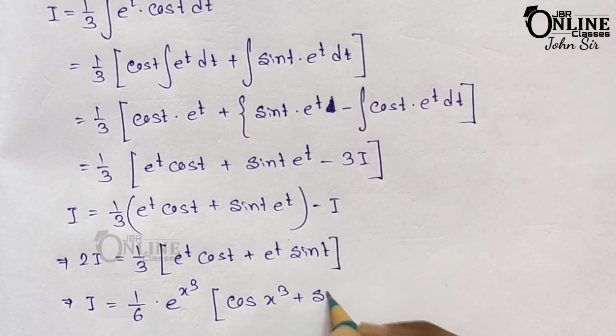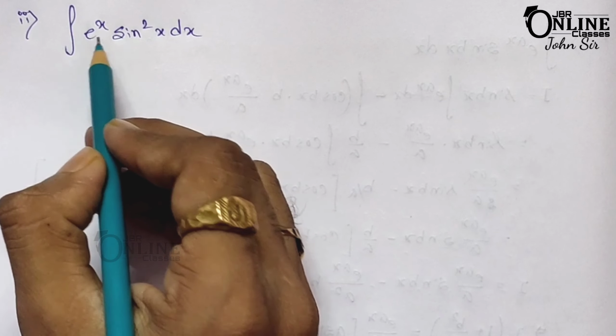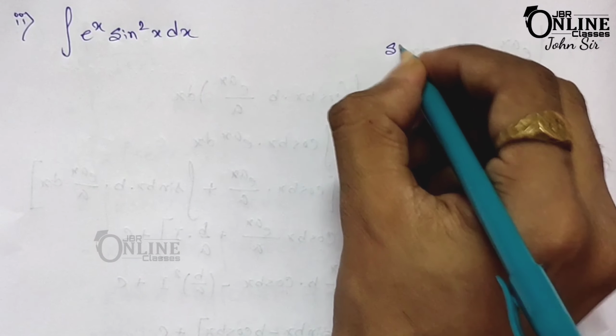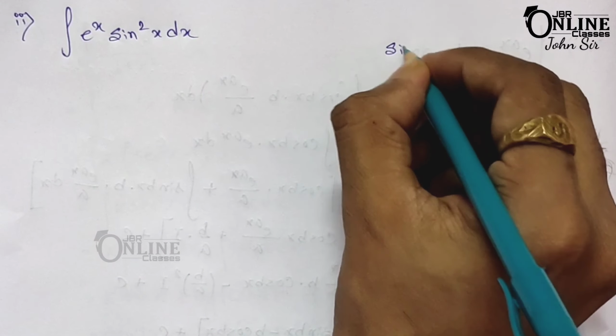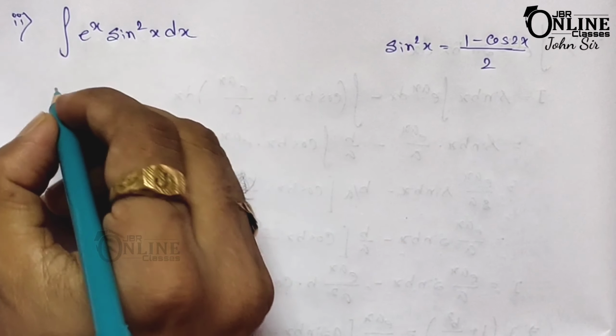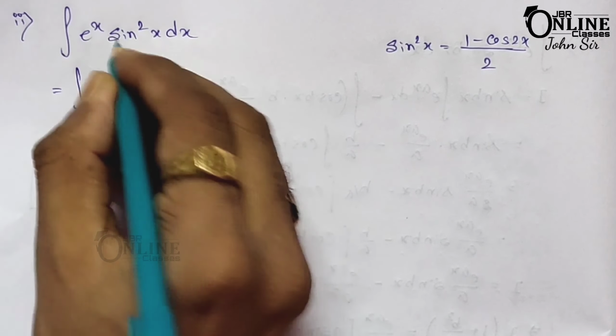Now next one, sum number 22, integration e to the power x sin square x dx. So first, you know the formula of sin square x equals 1 minus cos 2x by 2, by trigonometry. So here e to the power x, and instead of sin square x you can write 1 minus cos 2x by 2 dx. Here half will be there, and if you separate the integration, it will be e to the power x into 1, so e to the power x dx.